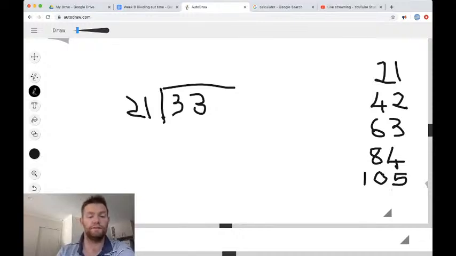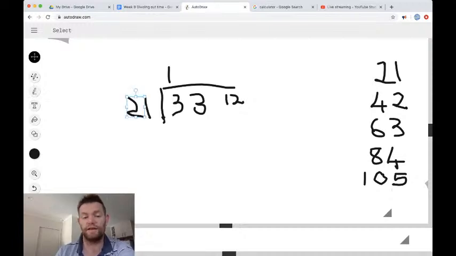So it goes in once. And my remainder, 21, so I have 12 remaining, because 21 plus 12 is 33. Just to go over that process, if I took 21 away from 33, I would have 12 remaining. That's just that process, just so you can understand. Now, does 21 go into 12? The answer is no. So I have to put a decimal point in.